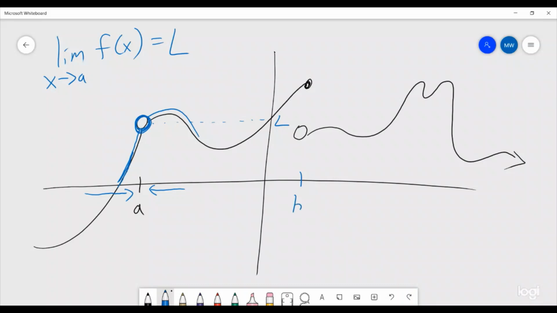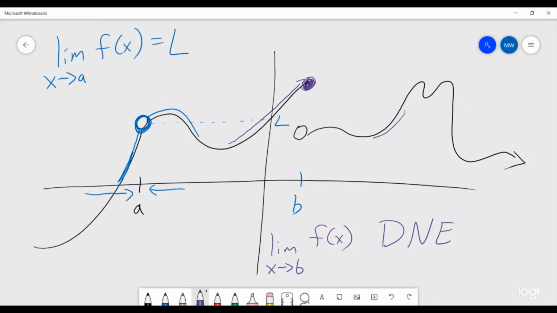However, if we are approaching some other value b, for example, the limit as x gets close to b of f of x, this does not exist. Why? Well, if we approach from the left-hand side, we're getting closer and closer to this value up here, but if we approach from the right-hand side, we're getting closer and closer to this value down here, and those are different. So because those are different, the limit does not exist.